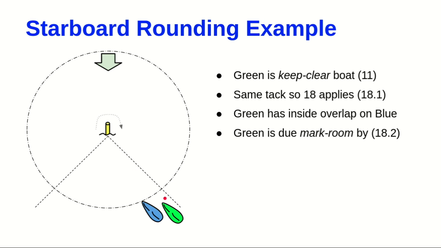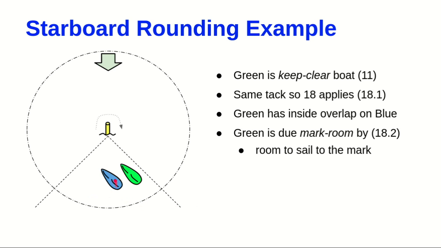Okay, starboard rounding. Similar sort of circumstance. Blue has just reached the zone. Blue is the right-of-way boat because green must keep clear of her as a boat on the same tack, windward, overlapped. So in this case, blue owes green mark room because green is inside of blue, has established an overlap. So therefore blue can't sail straight to the mark, she has to allow green to sail to the mark, even though blue is the right-of-way boat and normally could have sailed higher.